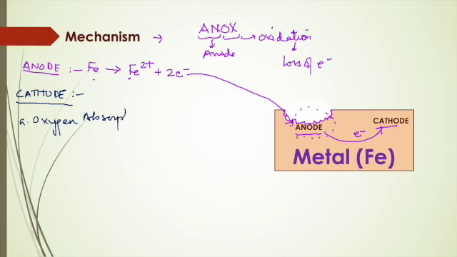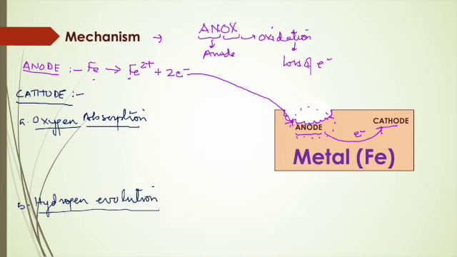ऑक्सीजन एब्जॉर्प्शन. दैट मीन्स ऑक्सीजन इज प्रेजेंट over there in the environment. So oxygen is present, then what will happen? Oxygen absorption. But if oxygen is not present, then what will happen? Then evolution of hydrogen will take place. So it is hydrogen evolution, the second option. Let's talk about oxygen absorption.